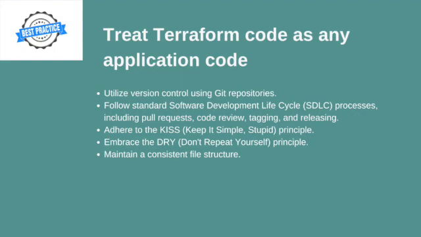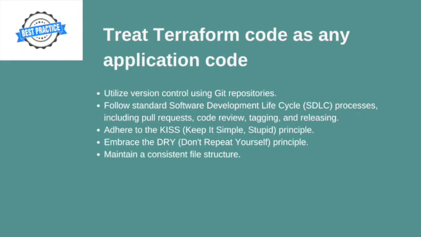Firstly, utilizing version control is crucial. By using a Git repo, we can effectively track changes, enable collaboration, and maintain a history of modifications. This allows for better teamwork, easier troubleshooting, and the ability to revert to previous versions if needed.